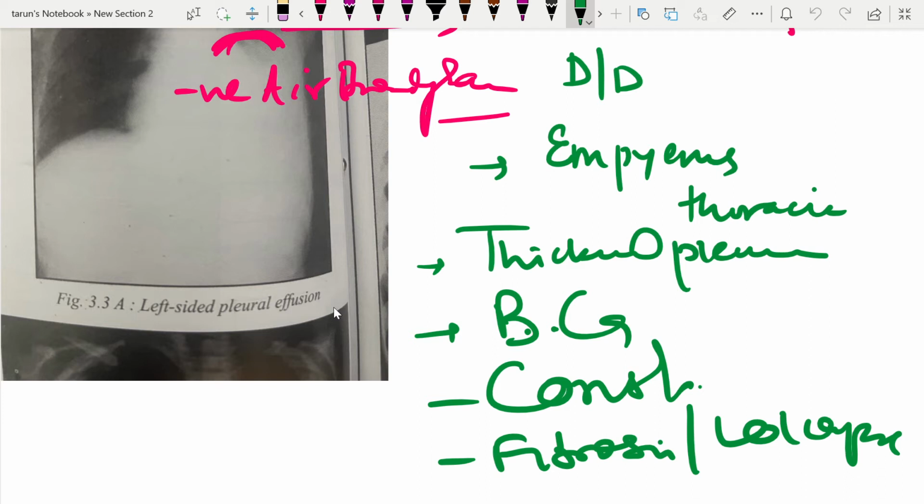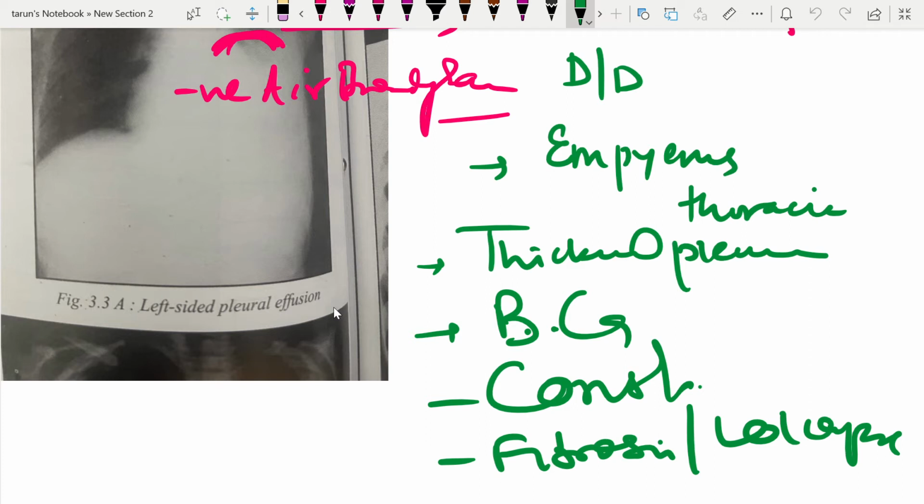Ribs may be visible within the opacity if there is a thickened pleura. That is, opacity is not truly dense in thickened pleura. The opacity will be there, but it is not dense. Upper margin is fading and not concave. Then other differential could be bronchogenic carcinoma. Consolidation with parapneumonic effusion may be present underneath the effusion. Fibrosis or collapse of the lung, if considered in the differential diagnosis, produces mediastinal shift to the same side.